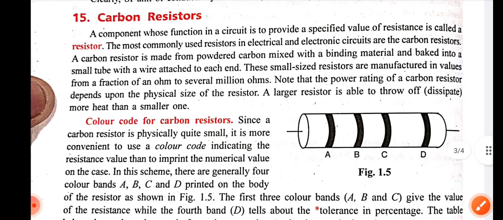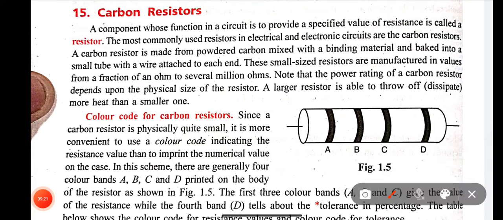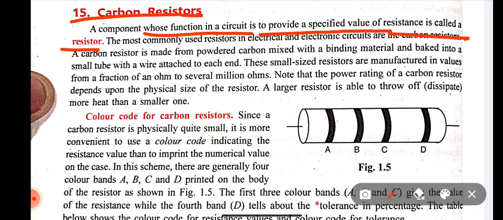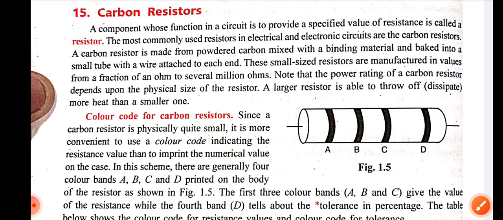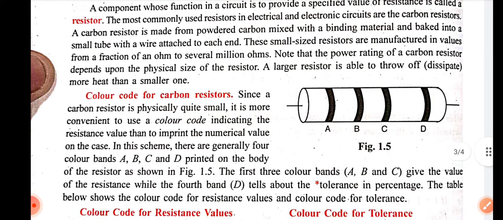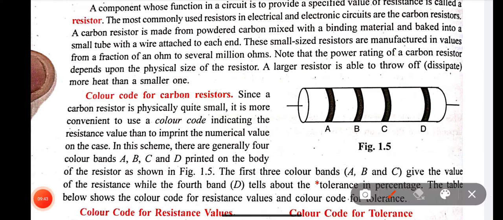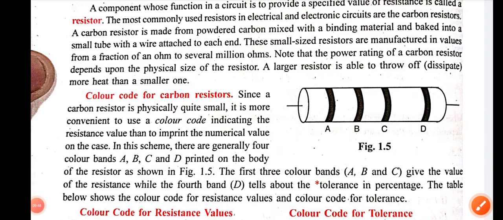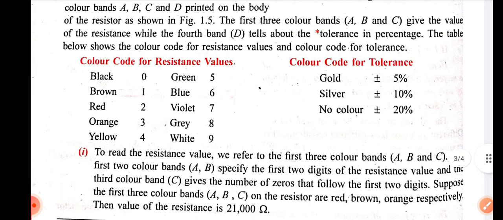Now we come to topic number 15, which is most important, because a component whose function in a circuit is to provide a specific value of resistance is called a resistor. So how do we know which type of resistor it is and what its value is? An easy method to know the value of a resistor is the color code of a carbon resistor. So what is the color code? We give the color code in this way.